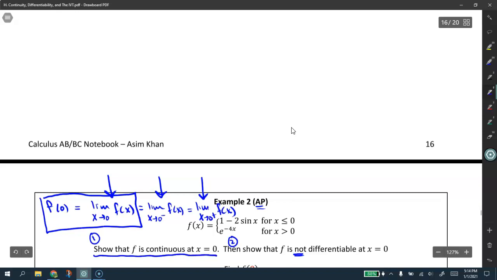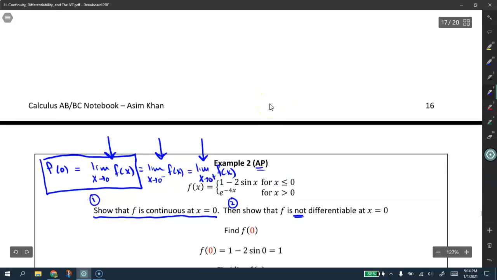Then we'll get to number 2. So here's what we're going to do. The first thing we'll do is find f of 0. If you want to find f of 0, that means we need to plug into the top function, because the top function says that x can equal 0, and they are interested in where x is equal to 0. So we use the top function to plug a 0 into. I plug the number 0 in, and f of 0 is equal to 1 minus 2 times sine of 0, which is equal to 1. And so I have figured out what the function at 0 is going to be.